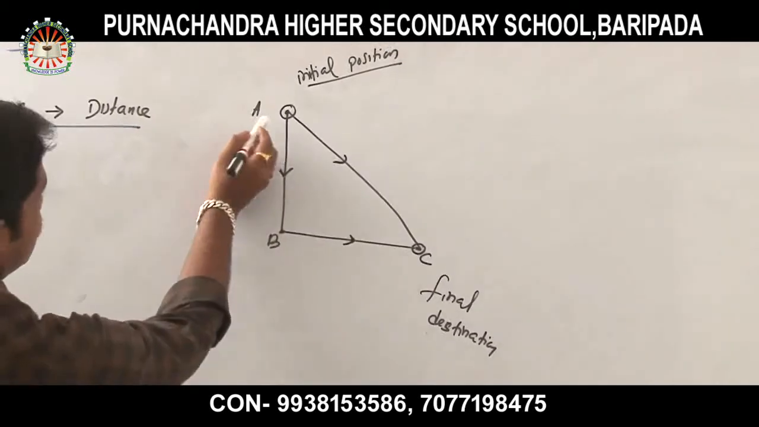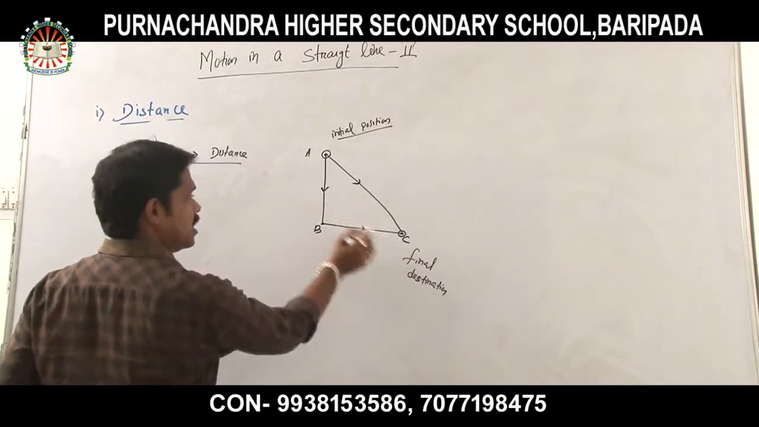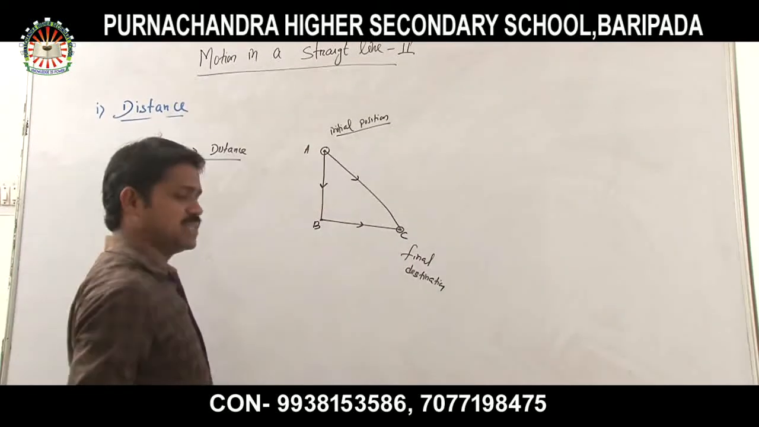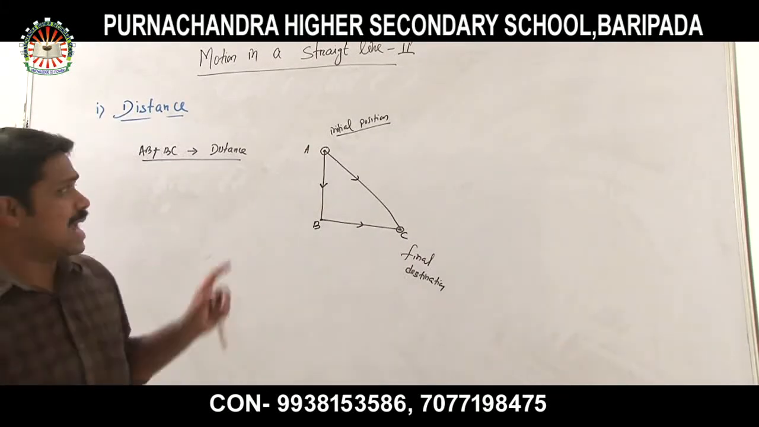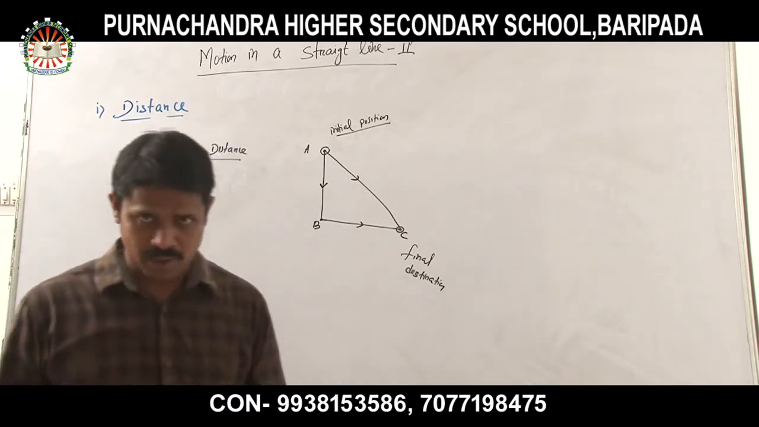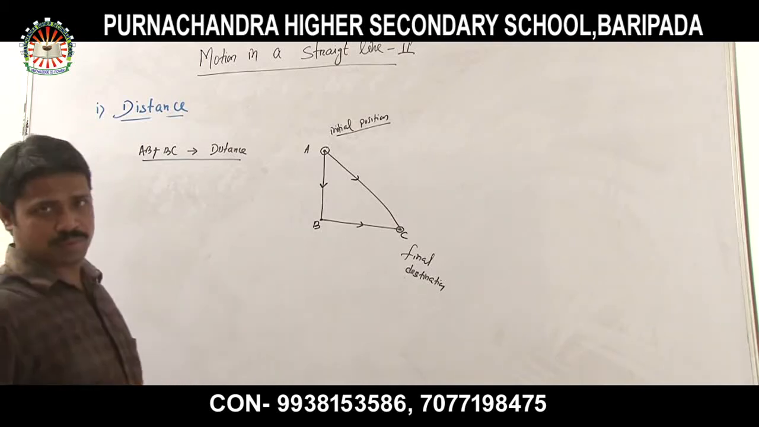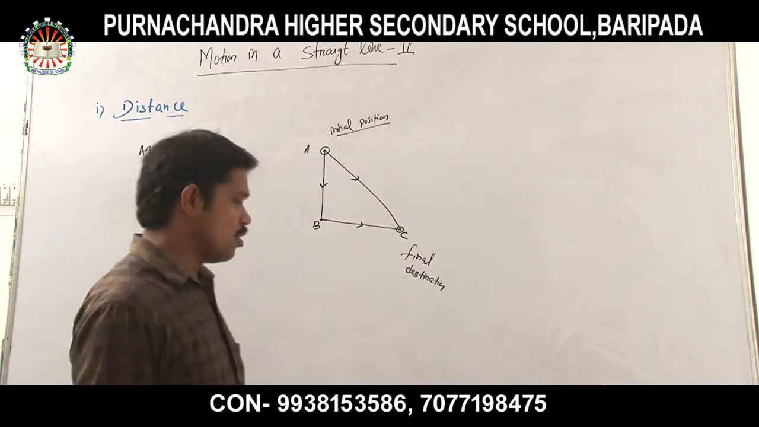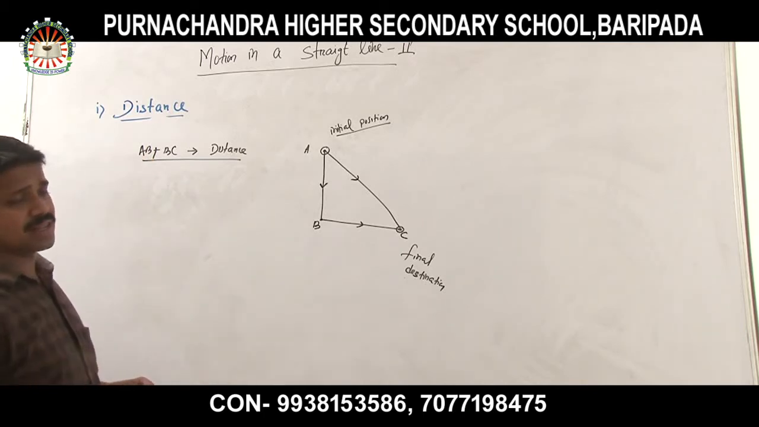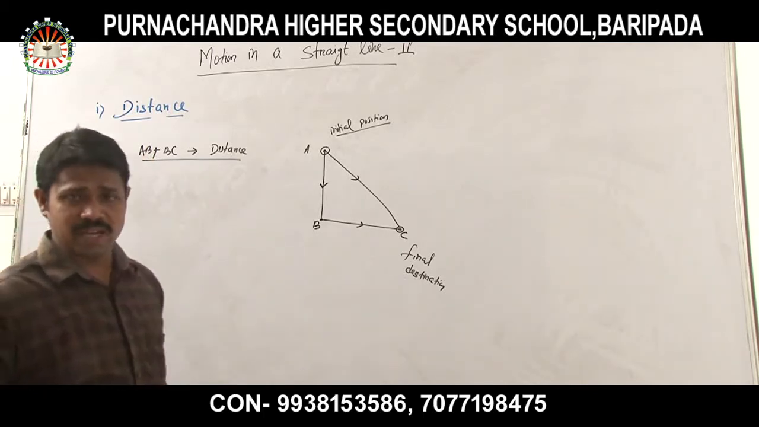No direction means if it starts from A and moves towards C, that is the distance; if it starts from C and goes towards A, the distance will be the same. That means in the calculation of distance, the direction does not matter. So that's why it is a scalar quantity. It has only magnitude. Clear all of you? Okay. And its SI unit is meter. The SI unit of distance is meter.